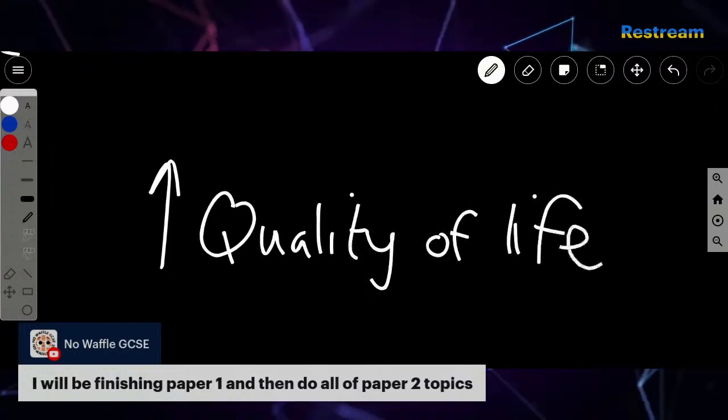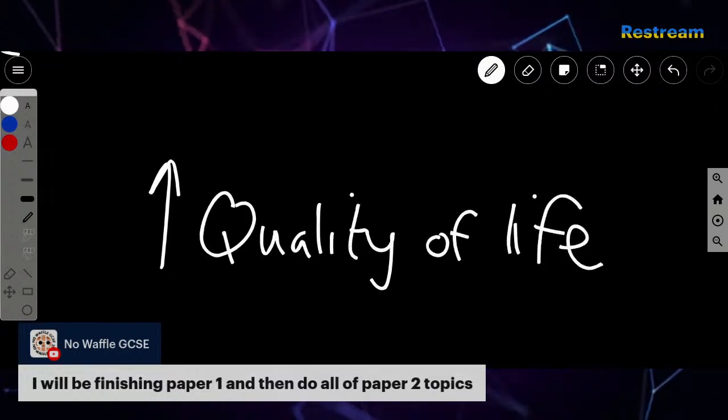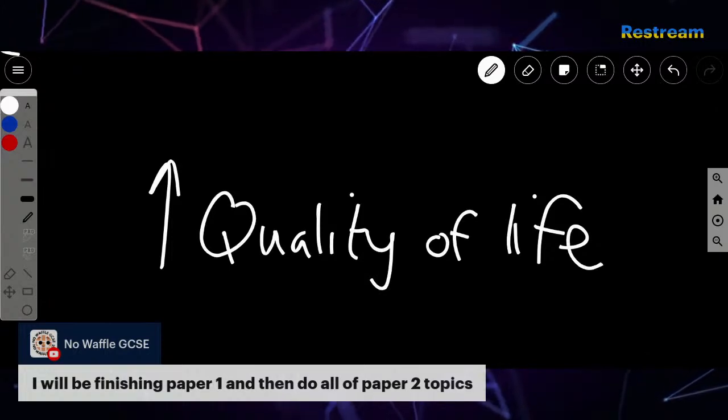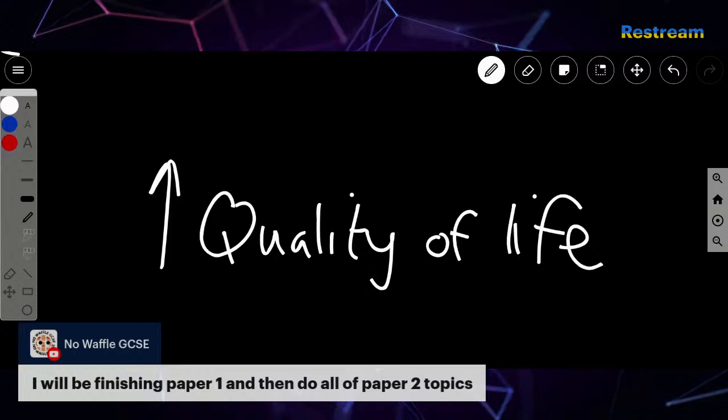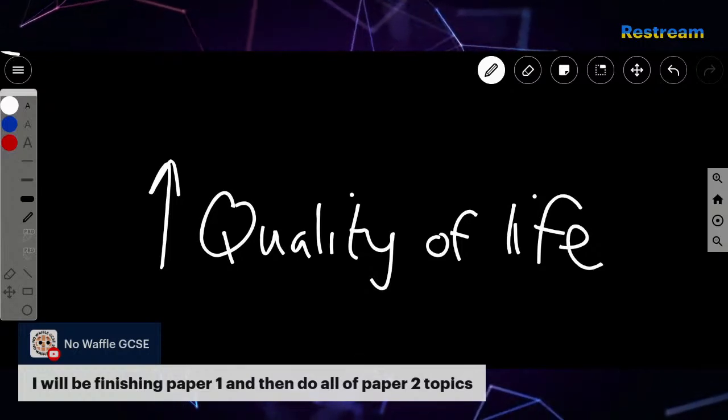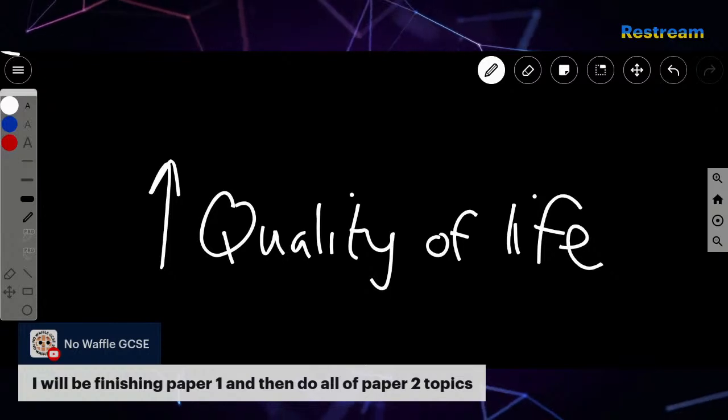Now, there are loads and loads of measures of development, although it's quite hard to measure development because it includes so many things. But you can compare the development of different countries using some measures of development. So let's look at them now.